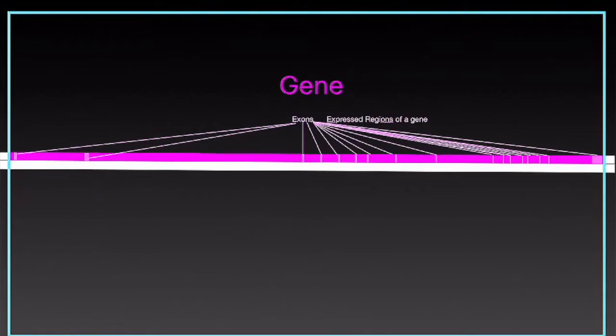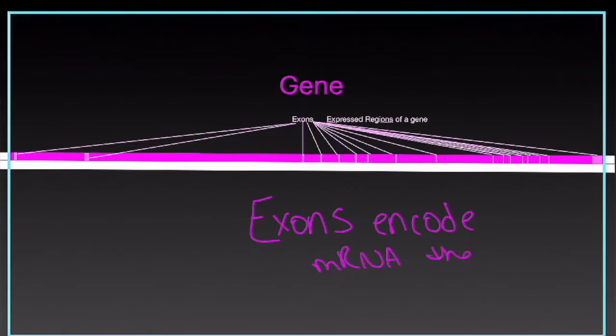So exons encode mRNA that exits the nucleus. That mRNA has to exit the nucleus in order to be expressed, in order to be turned into a protein. So exons encode mRNA that exits the nucleus. Exon is the expressed region of a gene.